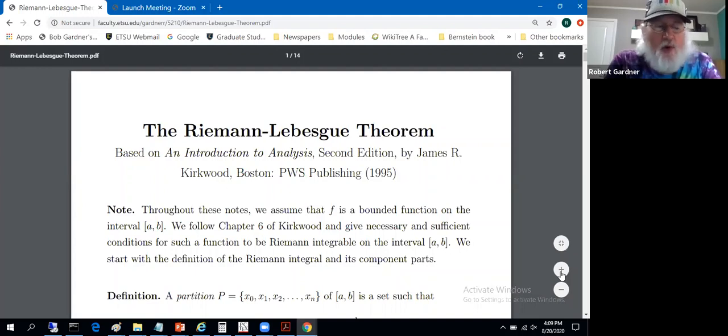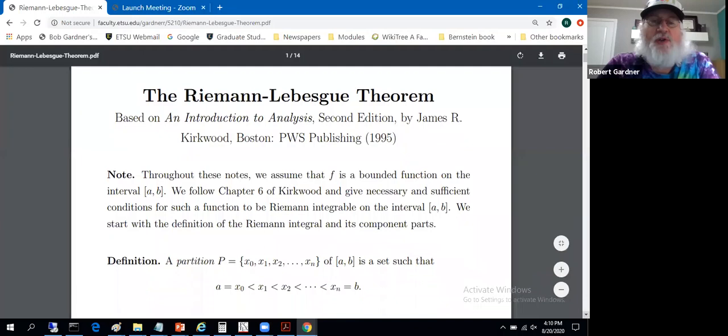So a reasonable question is, when is a function Riemann integrable and when is it not? That is, give me a classification of the condition of Riemann integrability for a function. And that's what we're up to in the Riemann Lebesgue theorem. So our motivation here is, why would you want to go beyond Riemann integration? And we'll give two reasons for that.